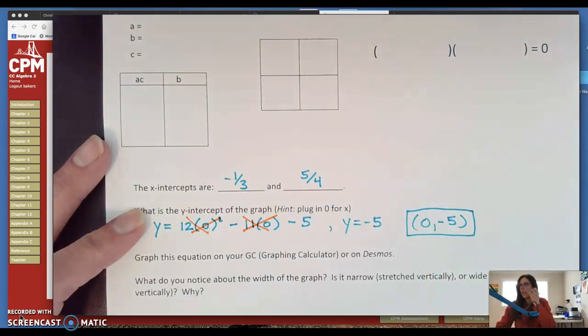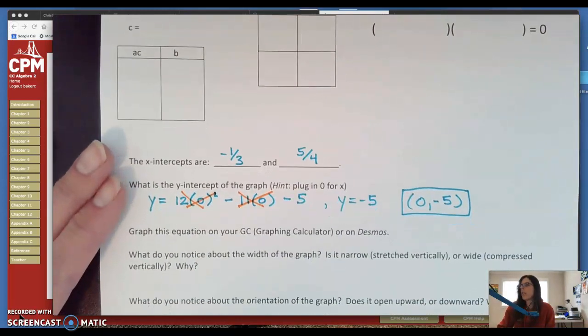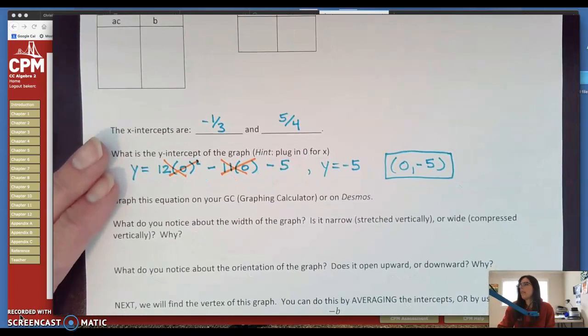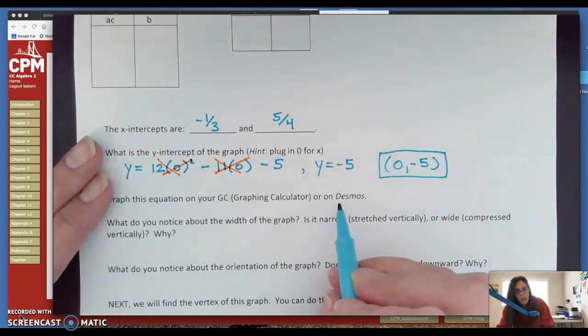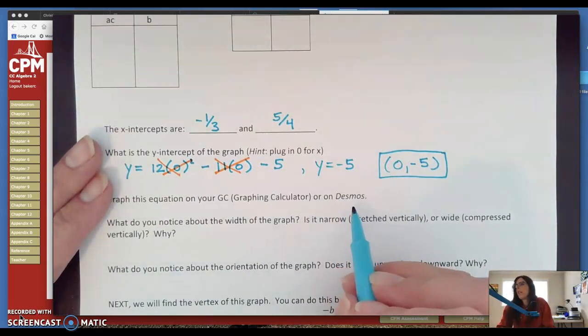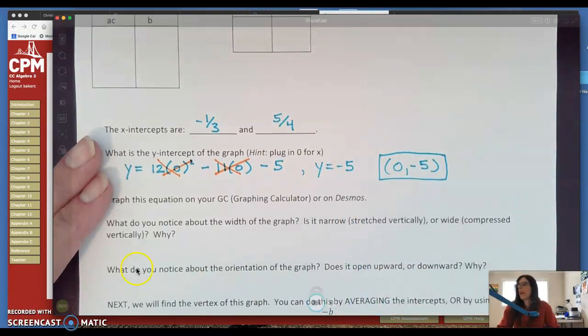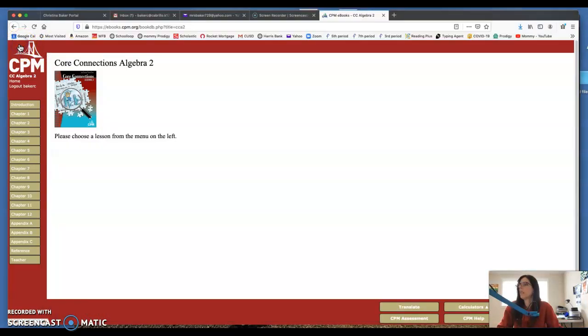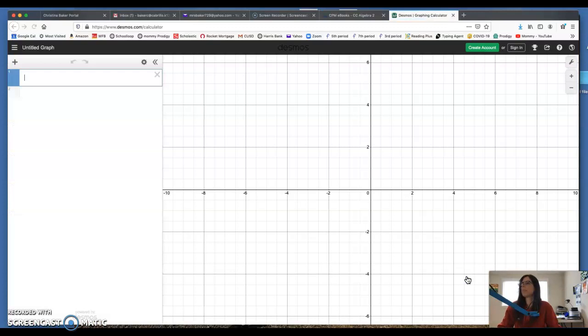Okay, then the next part says, graph this equation on your graphing calculator or on Desmos. I think for me it's going to be easier if I show you on Desmos, so I'm going to go to, you could just type in Desmos graphing calculator, or you can go to the ebook, which is what I'm going to do, and click on the calculator for graphing. Okay, so what I'd like you to do, you don't have to type y equals unless you want to. I'll do that, y equals, and then I'm going to go 12.